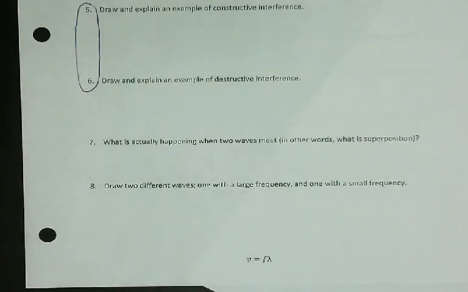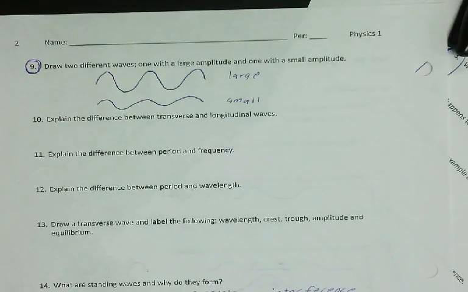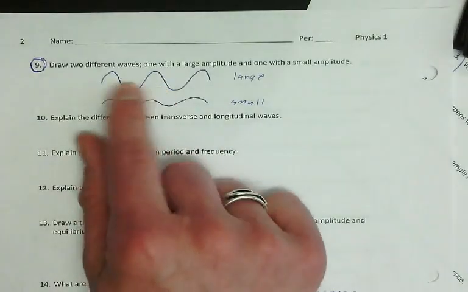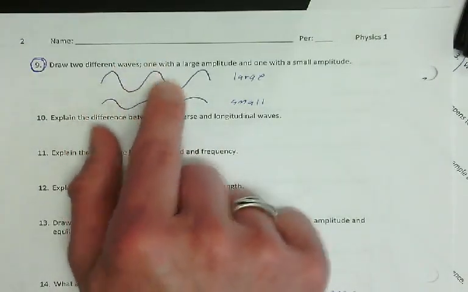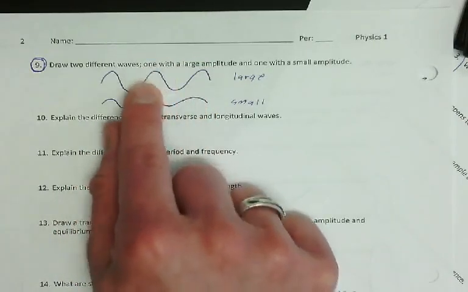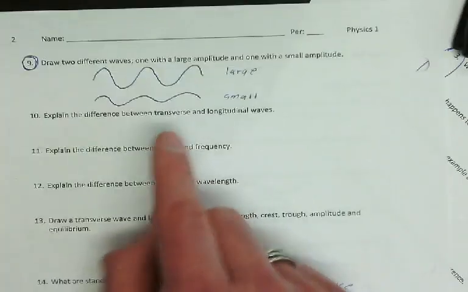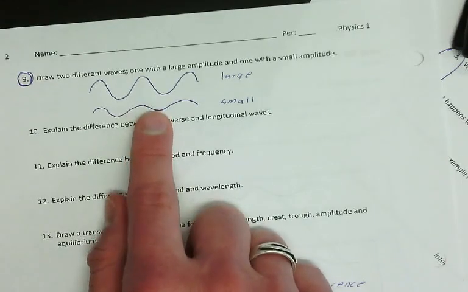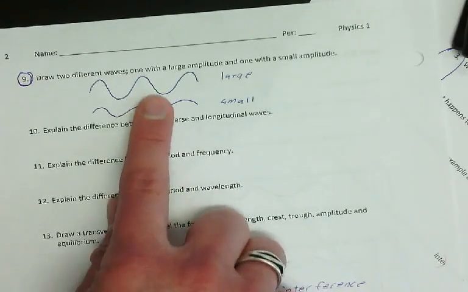Let's jump back and take a look at this. So amplitude is the size of the wave. The large wave would be larger amplitude, so the actual size of the wave gets bigger, and smaller amplitude would be smaller in size. Notice I didn't change the frequency on this one. I left the frequency the same.